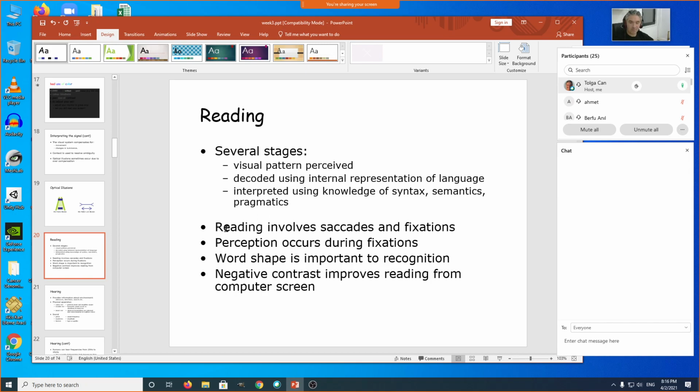So we make use of our long-term memory while we are reading. And when we're reading a text, our eye movements also have certain patterns. Sometimes we have rapid movements. These saccades are rapid movements of the eye pupil, and sometimes we fixate on certain spots. And the understanding of the sentence actually occurs during those fixation parts. Word shape, the type of font you use, is also important to recognition.